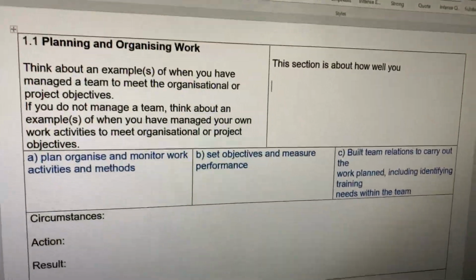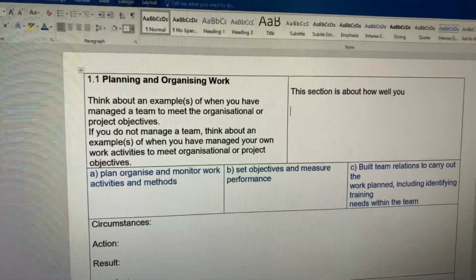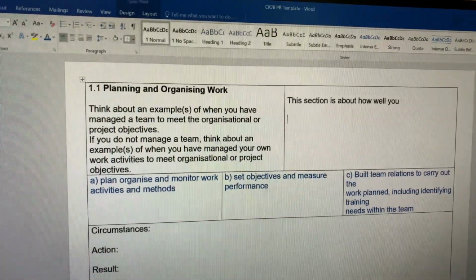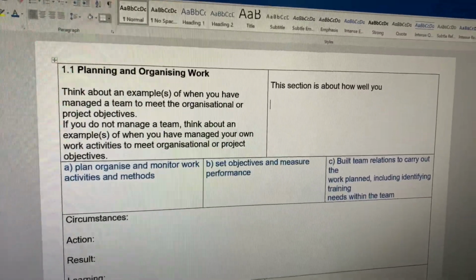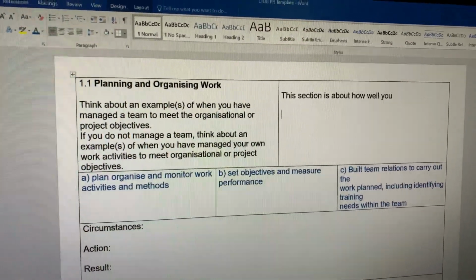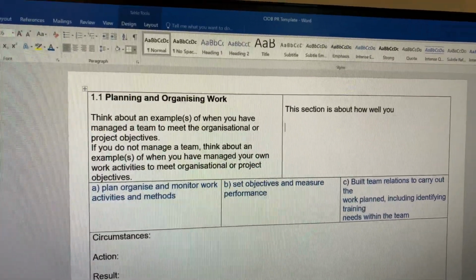Okay, so we're talking about planning and organizing work. Think about, what they've asked is to think about an example or examples. Really they need two examples, or it needs to be amazing if there's one. So think about an example of when you have managed a team to meet the organizational or project objectives.